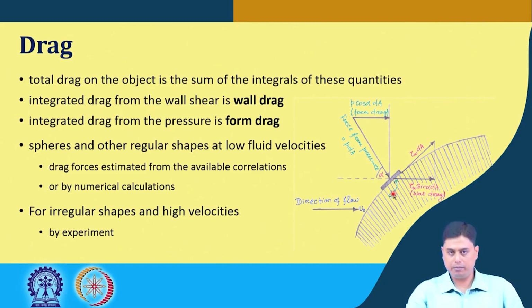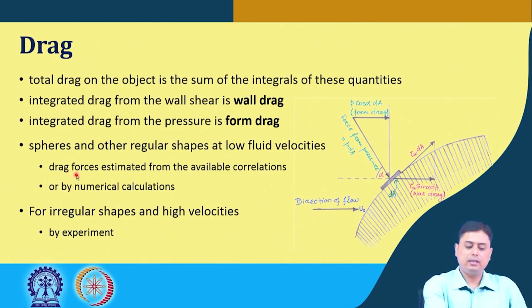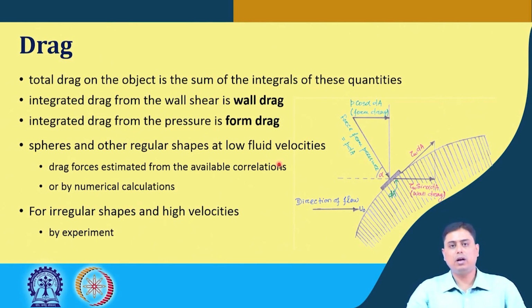But for the irregular shape and in case of high velocities, typically these drag forces are measured by experiments. In fact, as I said, these drag forces are estimated from the available correlations for spherical and regular shaped particles at low fluid velocities. These are also estimated by experiments, and then several correlations have been developed so as to reduce the difficulties associated with rigorous experiments. So these correlations are available.